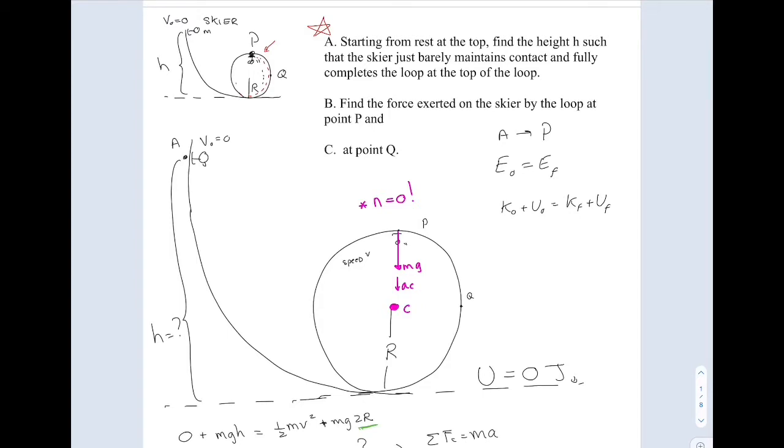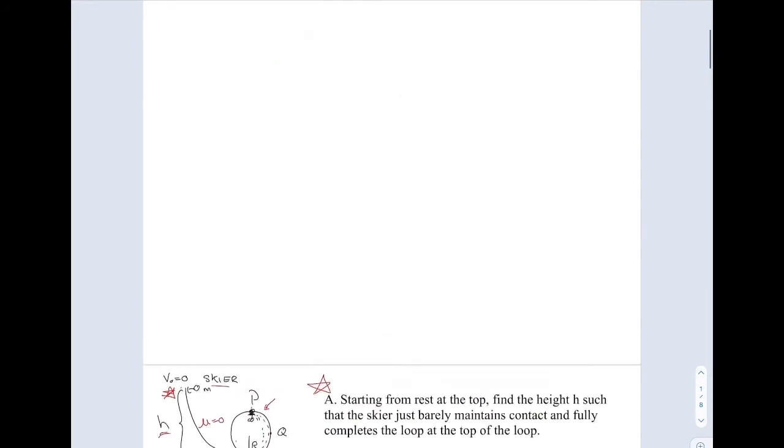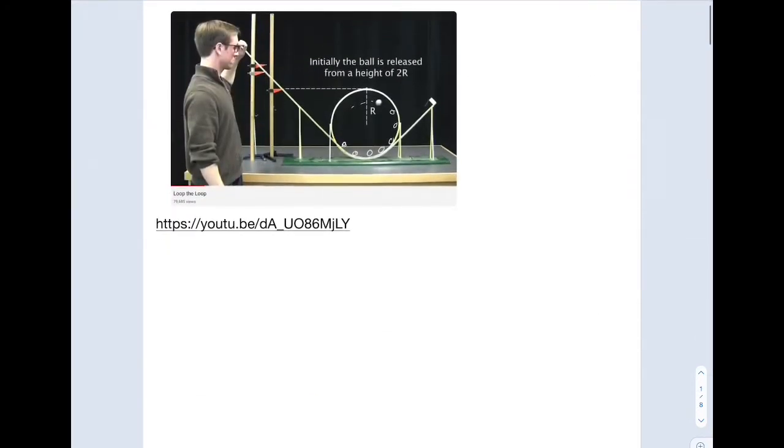But now what I want to ask is, what height from up here would, let's say a person, I made this a skier, so this is frictionless, there's no friction. So what height h would this person have to start from so that at the top of the loop they just barely maintain contact and fully complete the loop? Okay, so I think I should have demoed that last time, but if not, you can click on that link.